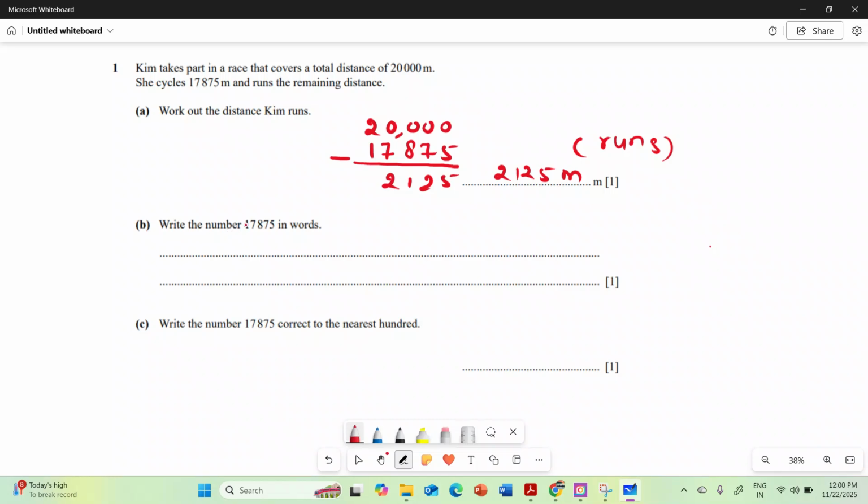Here, write the number 17,875 in words. So this is 17,000, 800 and 75.